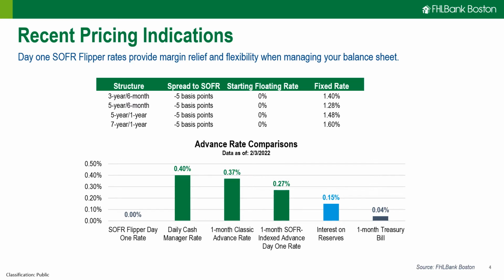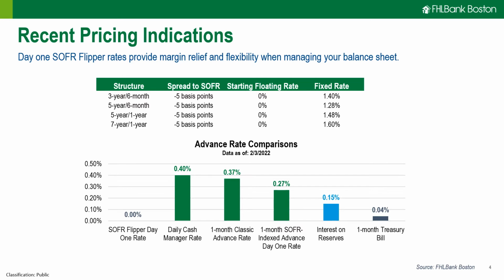So here we have some recent pricing indications to give you a feel for what a SOFR flipper structure may look like. The way it's denoted is first the maturity of the advance, and then after that the lockout period. So for that first example, a 3-year 6-month structure would mean a 3-year final maturity with a lockout period of 6 months. And all of these are assumed in this instance to be puttable on a quarterly basis.